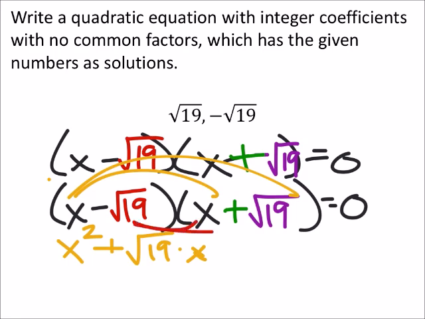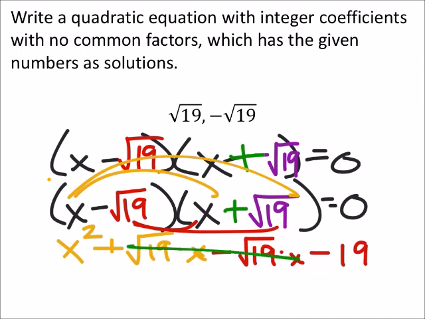And then we can distribute this square root of 19. So negative square root of 19 times x. Minus the square root of 19 times the square root of 19 is 19. Well, from here we can see that these two middle terms cancel out. They become 0. So all I'm left with is x squared minus 19.